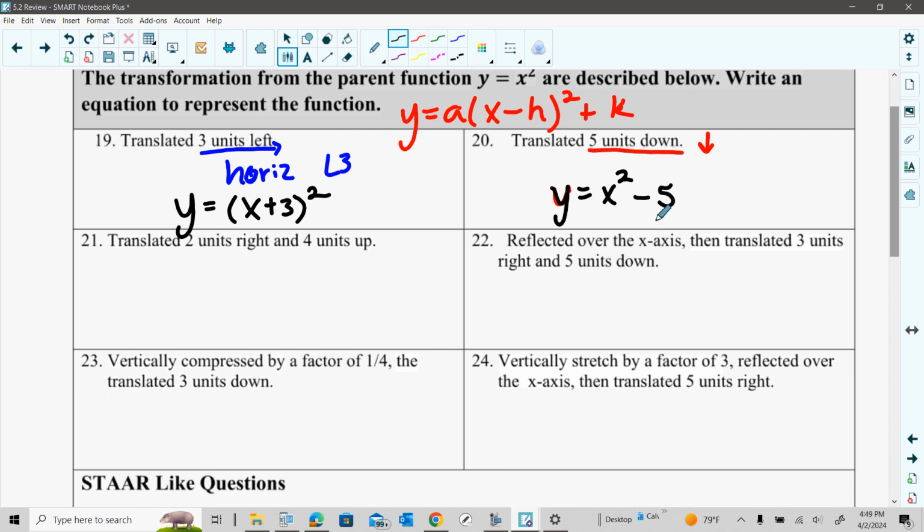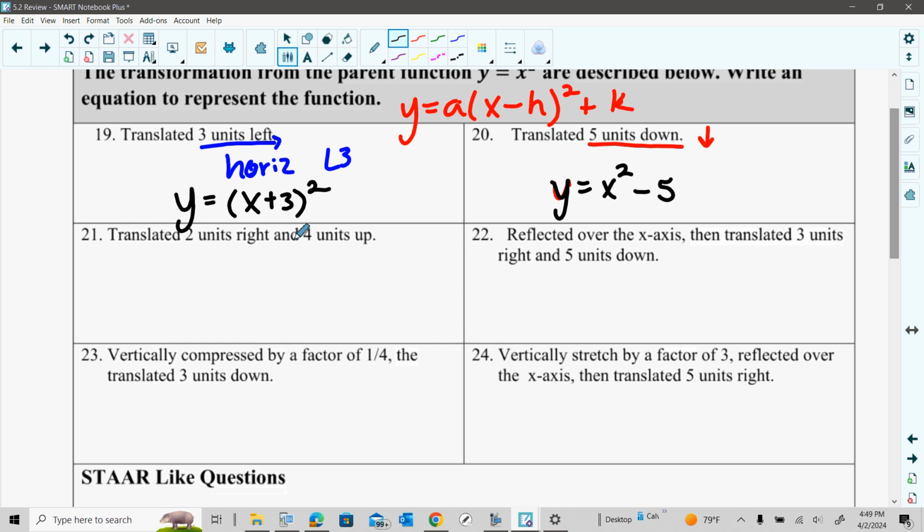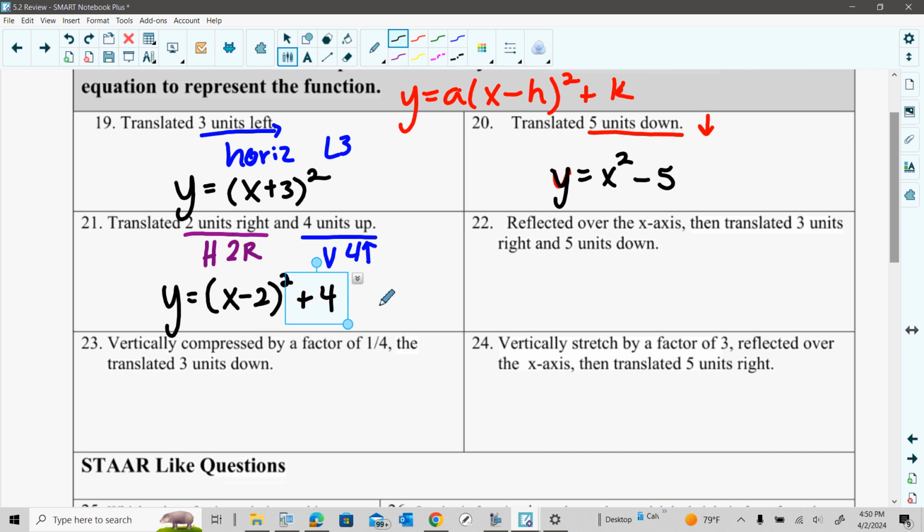So the goal here is to see, can you take the description and write the equation? Like on this next one, this last one I'll do with you, we have 2 units to the right, so that's a horizontal, to right, and we have 4 units up. That's a vertical, 4 up. So we have an H and we have a K. So no A. Didn't get wider or skinnier. So y equals, parentheses, x, if it's to the right, we have to do minus 2 squared. And then 4 units up, that's plus 4. So we're just trying to see, can you come up with the equation here?